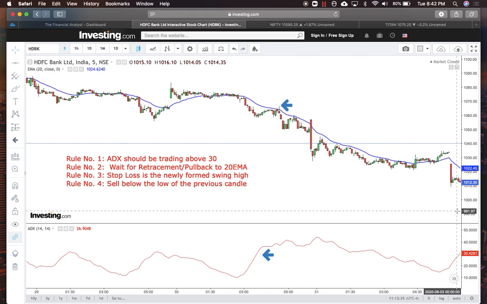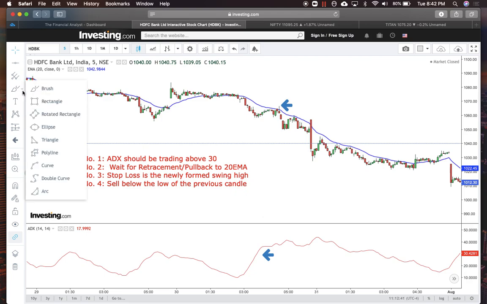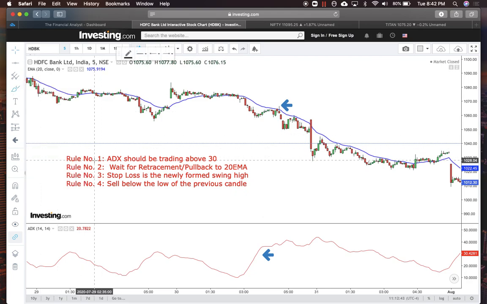So we have four rules that we have to discuss before we get into the working of the strategy. Number one, we need a trending market. And rule number one says ADX, the average directional index, should be trading above 30. So let me give you an idea what ADX is all about.